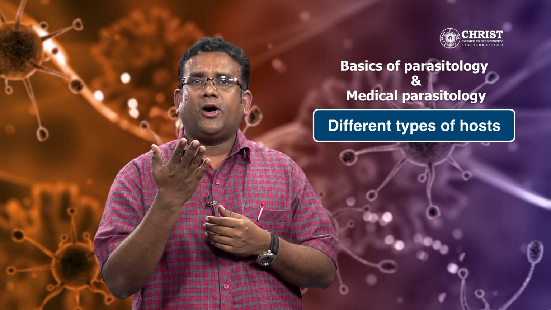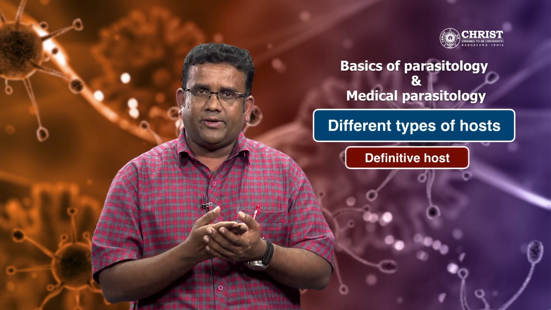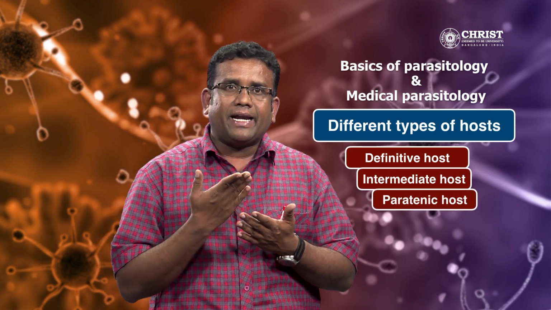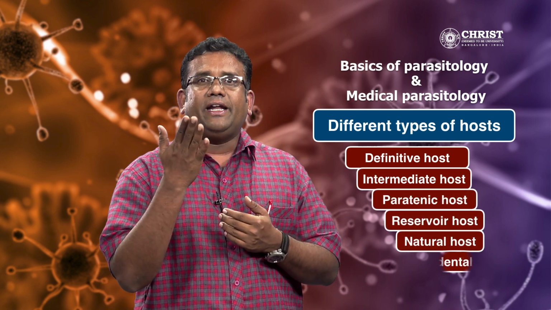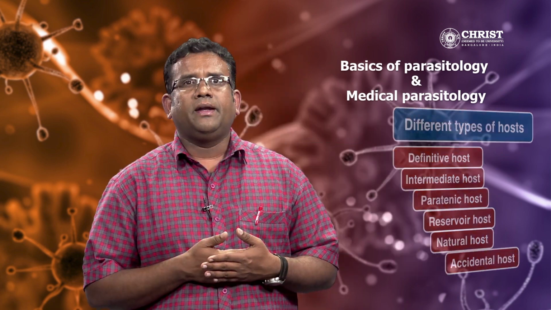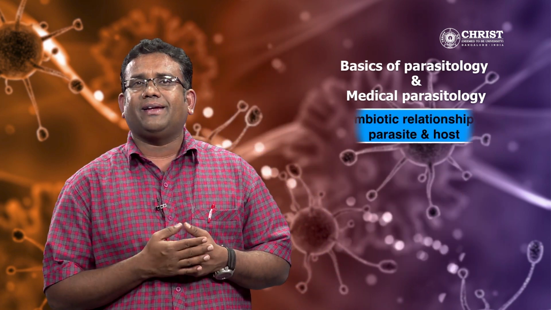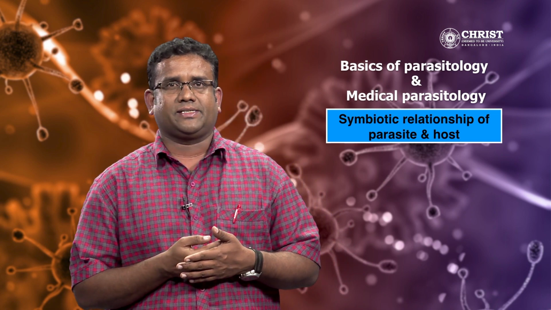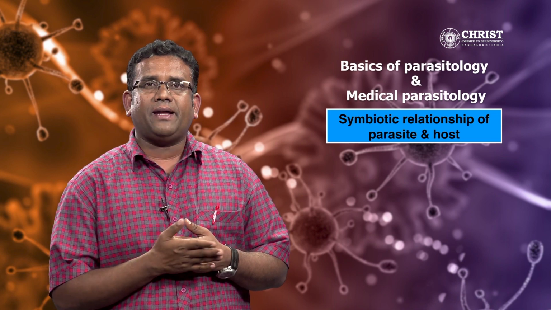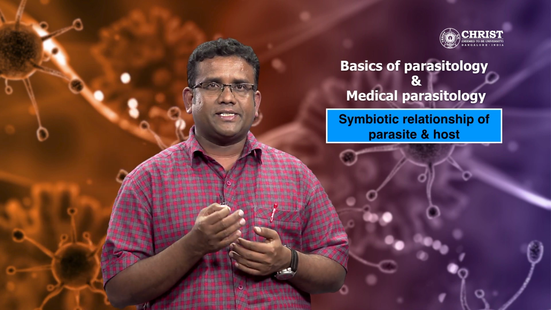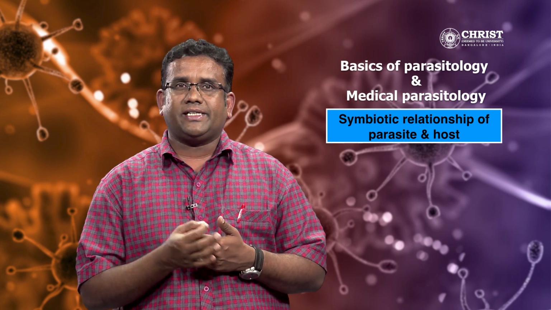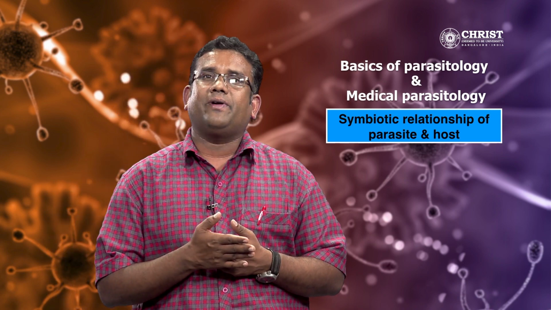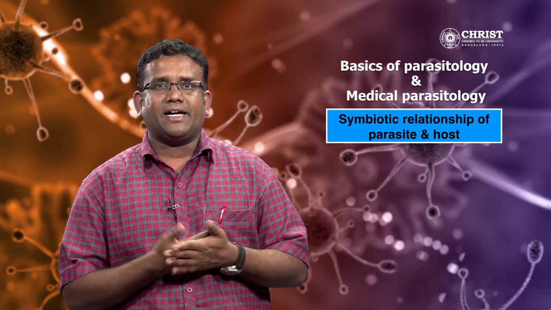There are different types of hosts present in this environment. They are a definitive host, intermediate host, paratenic host, reservoir host, natural host and accidental host. Next, I am going to explain the symbiotic relationship of parasite and host. There is a dynamic equilibrium which exists in the interaction of organisms. Any organism that spends a portion or all of its life cycle intimately associated with another organism of a different species is considered a symbiont, and this relationship is called symbiosis.